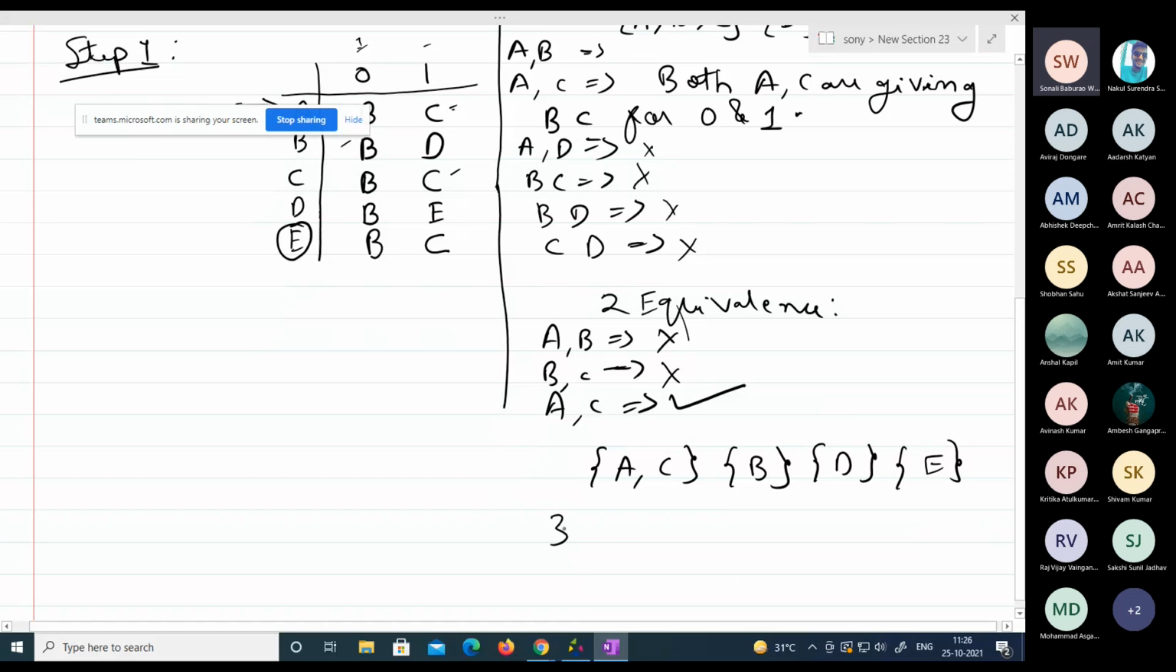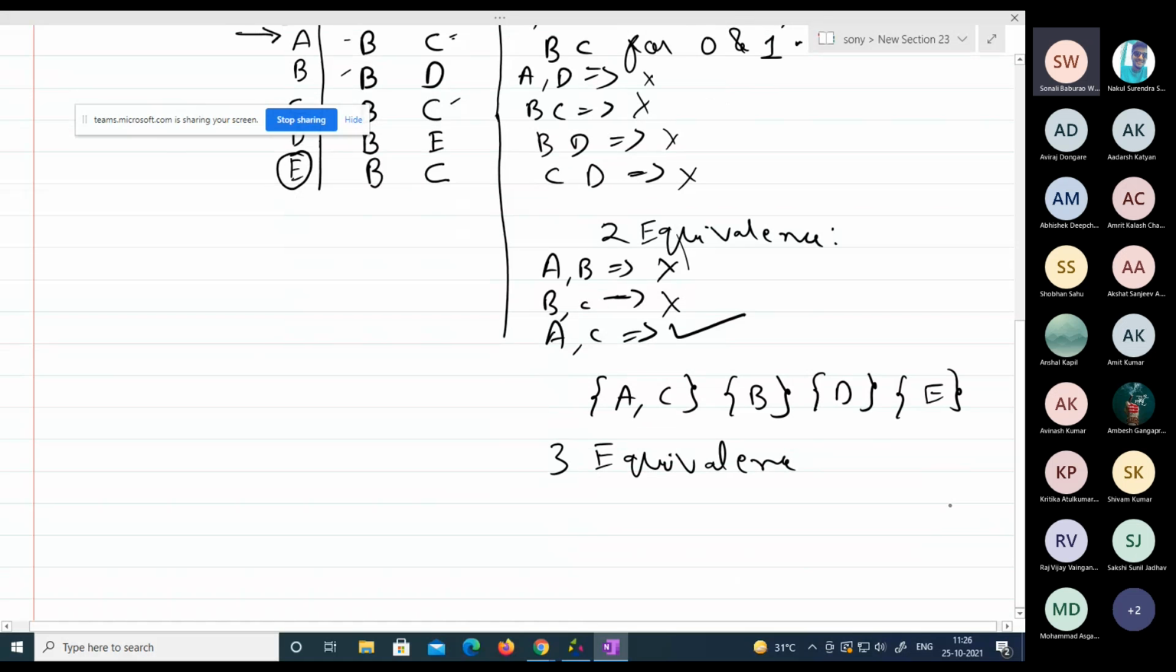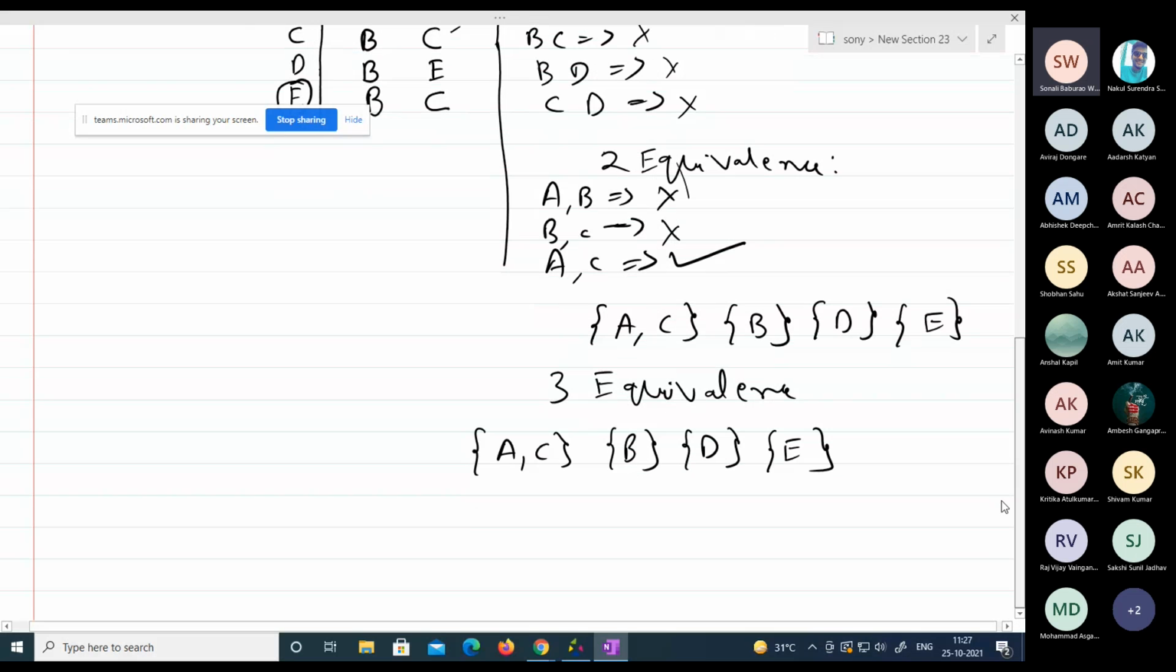Now I will compute three equivalence. What happens in three equivalence is, again we have to check with the same process. It is observed that two equivalence and three equivalence give the same results, but we have to just check and confirm it. So they are giving the same values: AC, B, D, and E. So this is our final set of values of three equivalence. Now what can we do over here? We have to construct a DFA now.